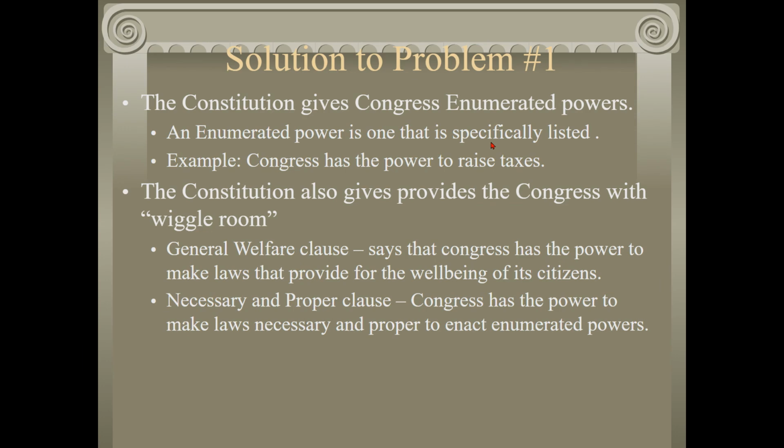Right? But this enumerated power lists what are those things that they needed to be able to do under the Constitution, right, that they couldn't do under the Articles of Confederation. And they basically go through and say, these are the things we think are most important to be done by the national government.